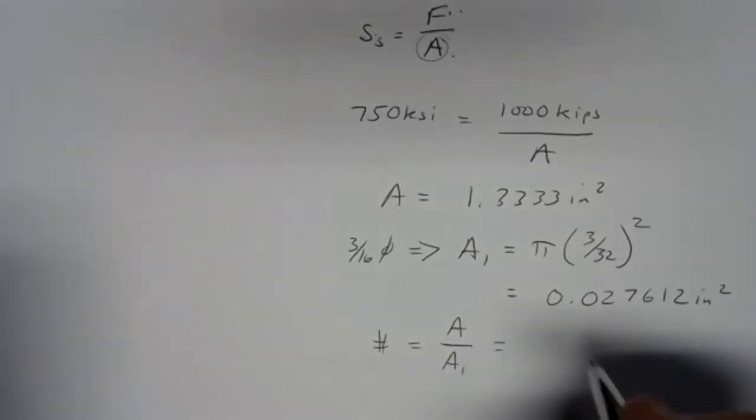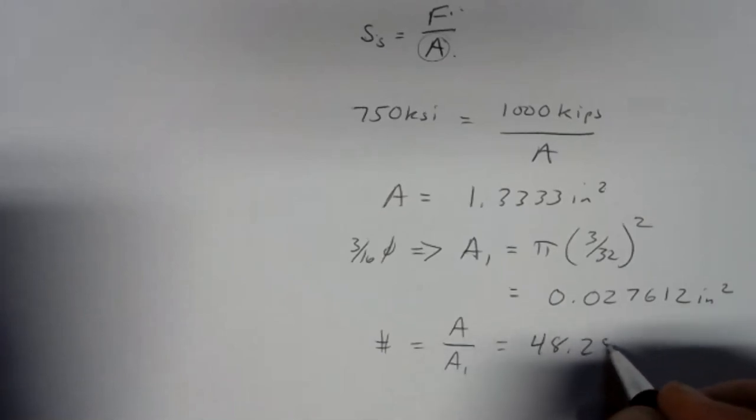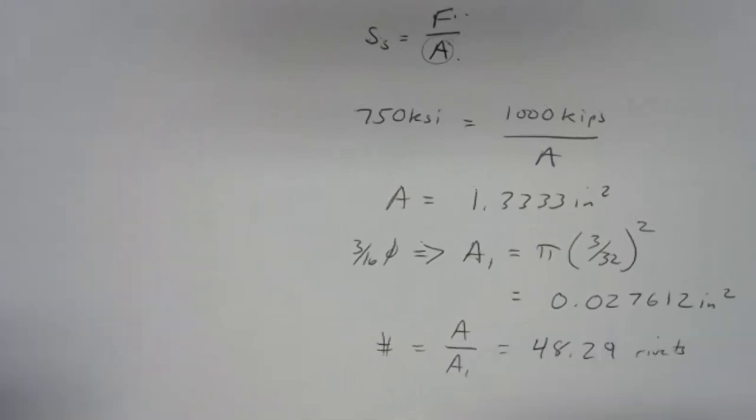And if we divide those two, we get 48.29 rivets. Now you can't have 0.29 of a rivet, but you've got to be careful, make sure you consider what direction you need to go. Do you round down to 48 or do you round up to 49?